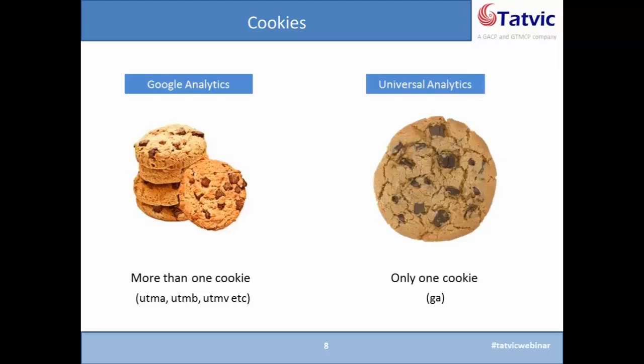The purpose of having this cookie is to identify the user. This is done by generating an anonymous random number and storing it in the cookie. This number is sent on every hit to the Google Analytics server and is used to calculate sessions, users, and campaign metrics. Let's now move on to the next difference between Universal Analytics and Google Analytics.